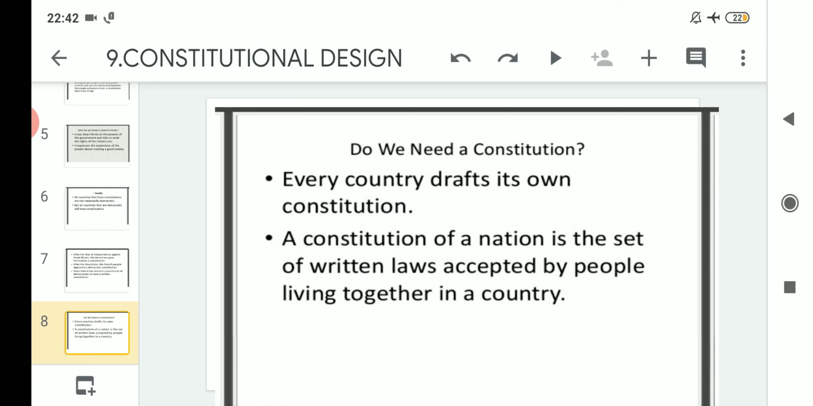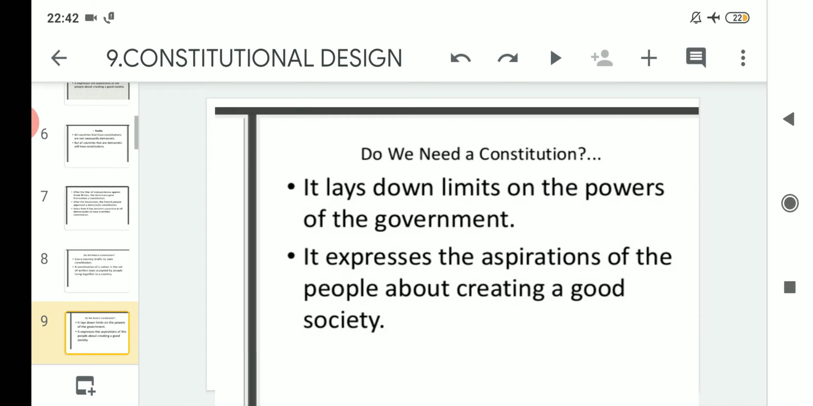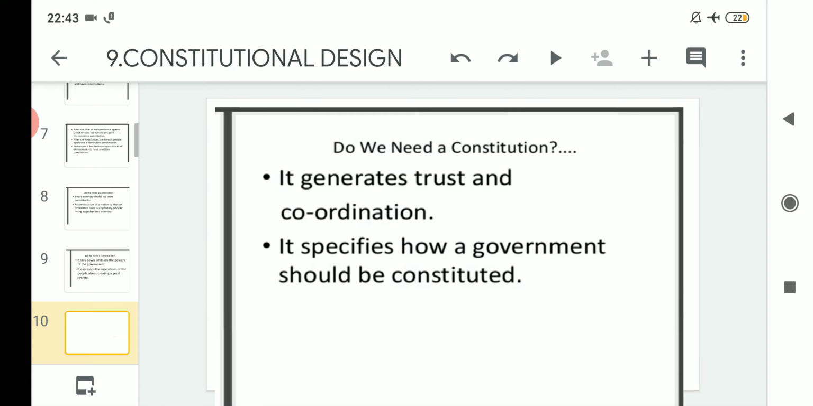After that, a constitution of a nation is the set of written laws accepted by the people living together in a country. That means it was told earlier that it should be in written form. So it is a set of written laws, that is accepted by whom? By the people and the government also, with whom we are living in the country. After that, it lays down limits on the powers of the government. Clear? It expresses the aspirations of the people of creating a good society.